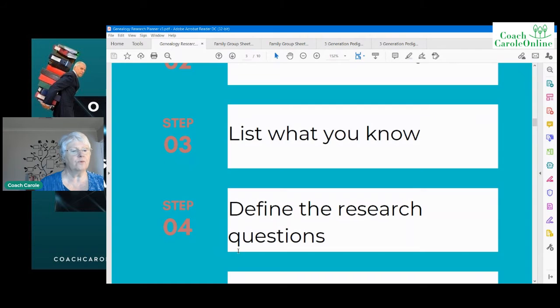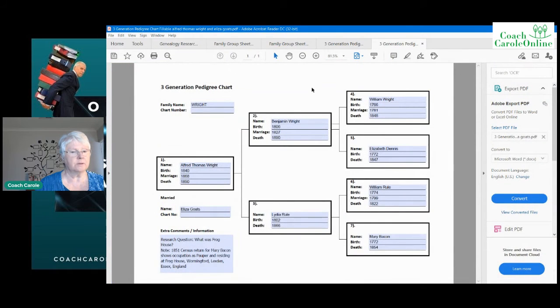For this 4th tip is how you can define or refine perhaps the research questions just by using a chart like the 3-generation pedigree chart. You can then save that and refer to it when you're doing your next piece of research. So that's one of the things that helps save my sanity, is being really organised, and this 3-generation pedigree chart is a great one to use.